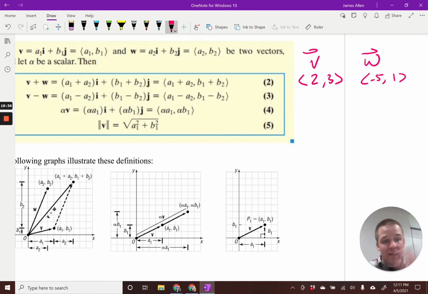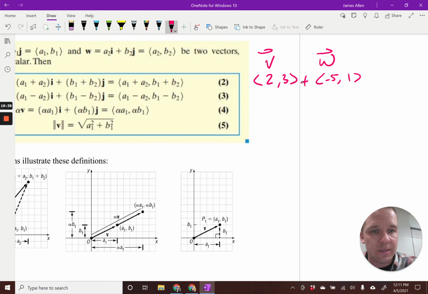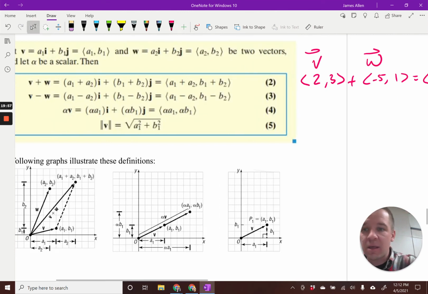I would just add my x direction and my y directions together. So if I'm going to add these, as that example has, then 2 and negative 5 would add together to be negative 3. 3 and 1 would add together to be 4. That's it. Okay? So sometimes the nice written out math way is a little bit overwhelming, a little bit scary, a little terrifying, and it's not too bad.